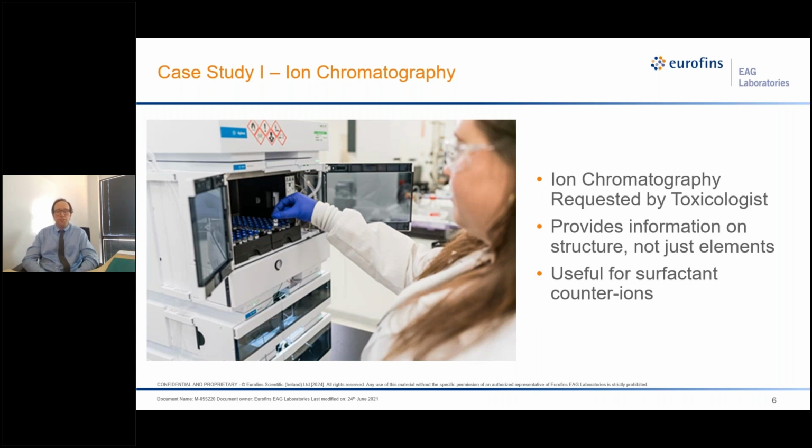We've run into situations where we've had ion chromatography requested by the toxicologist. This is very helpful because it can provide information on structure, not just the elements that are present. So ICP-MS may catch elements that are present, but the difference between, say, sulfur versus sulfate or phosphorus versus phosphate can be important. It's particularly useful for surfactant counter ions. And so a toxicologist that was involved in a project looked at the quote and said that they wanted to also see ion chromatography as well.